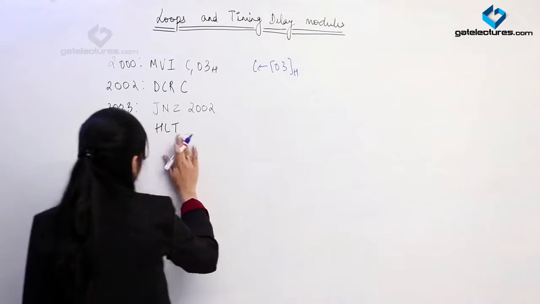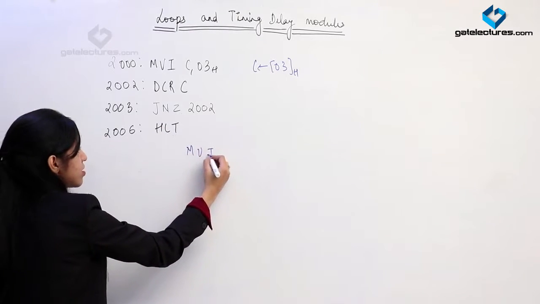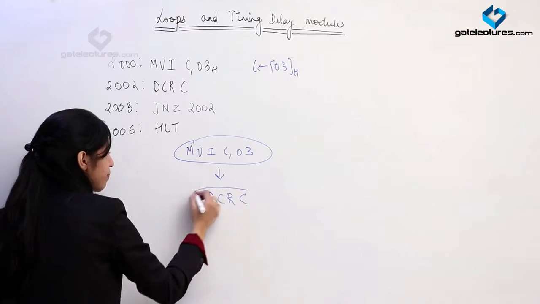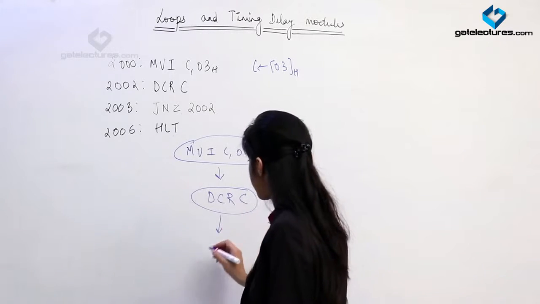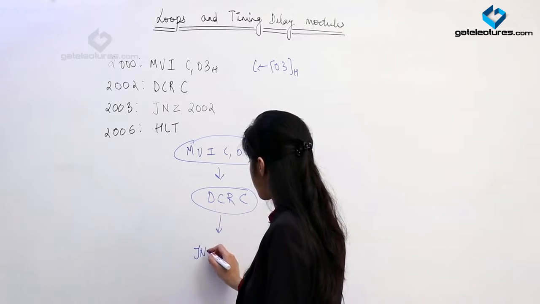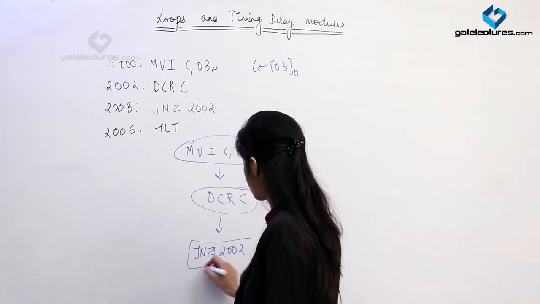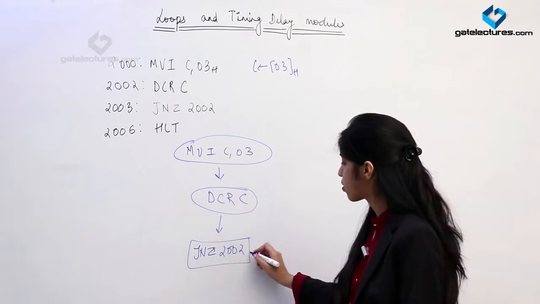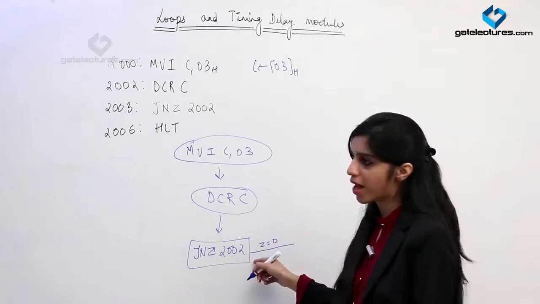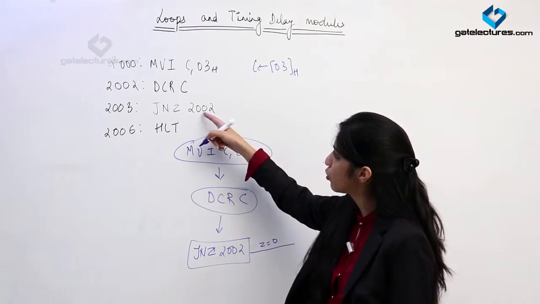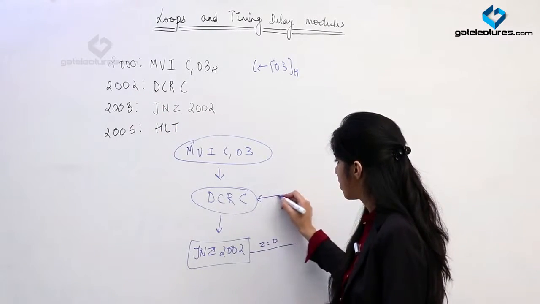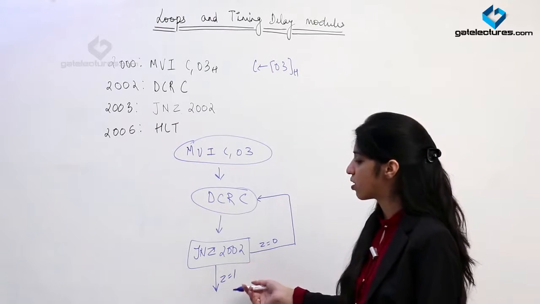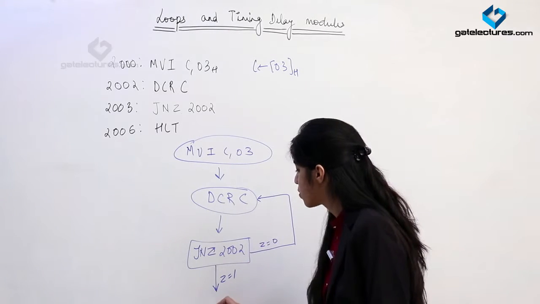So I am just trying to represent this. First instruction is MVI C, 03. Then we are making DCR C. Then we are checking JNZ 2002. So here we are going to check the zero flag. If not 0, that means the Z flag is 0, jump to 2002, which is DCR C. If the zero flag is 1, that is, if the condition is false, the program is going to stop.